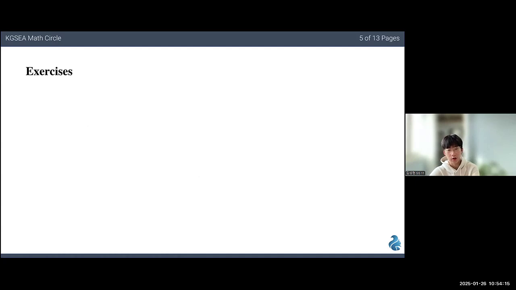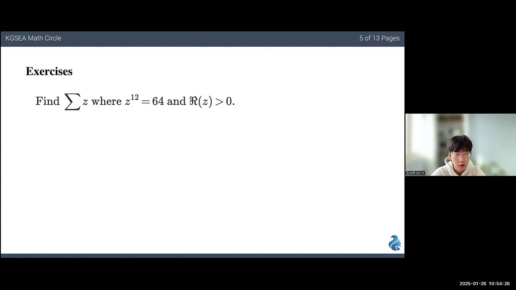Now moving on to some exercises. This is a previous AMC problem, and we want to find the sum of all z, where z to the 12th power is 64, and the real part of z is greater than 0. So first, we want to determine the magnitude of z, and of course, just through this simple calculation, you get that it is equal to square root of 2.